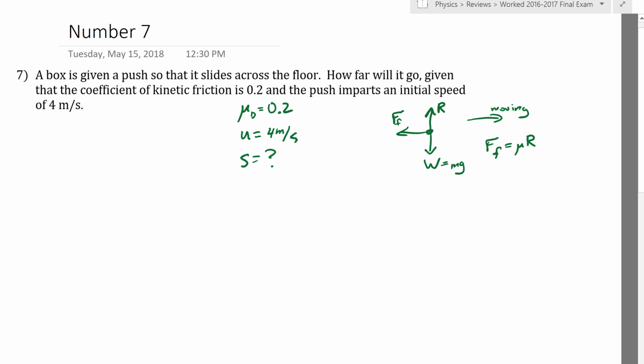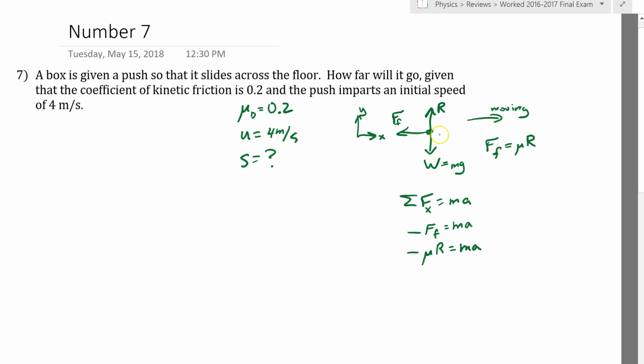If we look at this with Newton's second law, it says the sum of the forces is mass times acceleration. And we're not interested in the vertical direction because it's not moving in the vertical direction. So in the x direction, if x is to the right and y is up, then you get negative force of friction equals mass times acceleration. That's negative mu times R equals mass times acceleration.